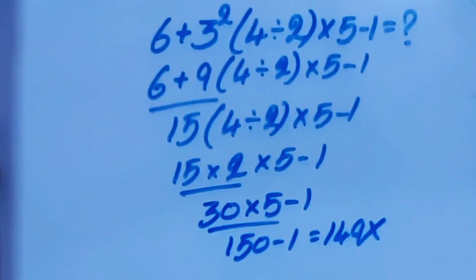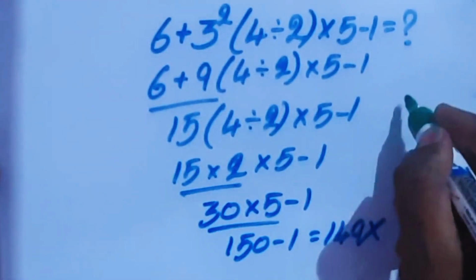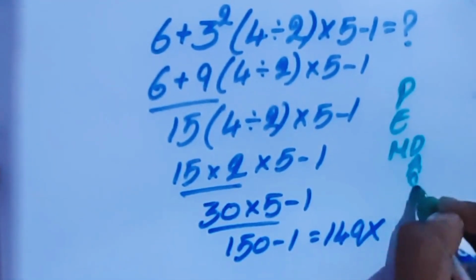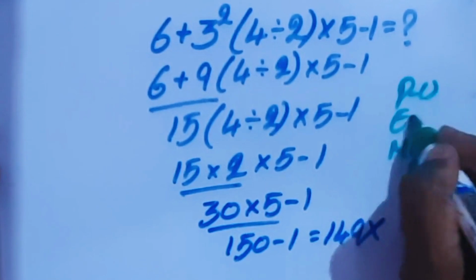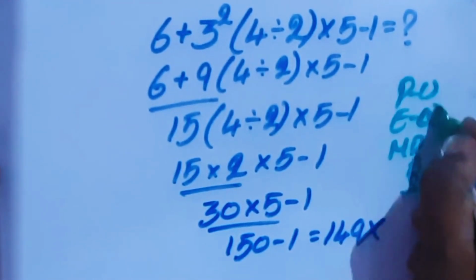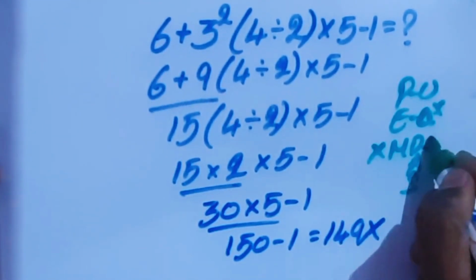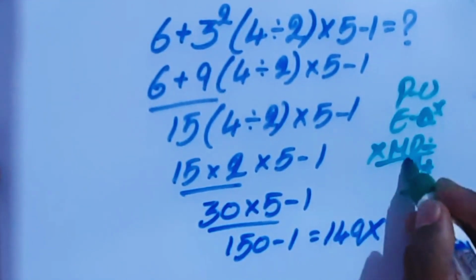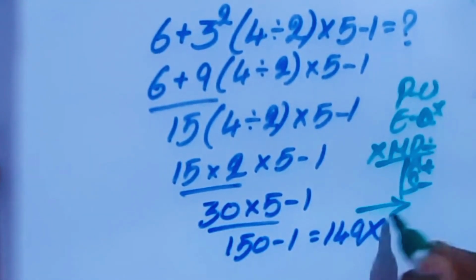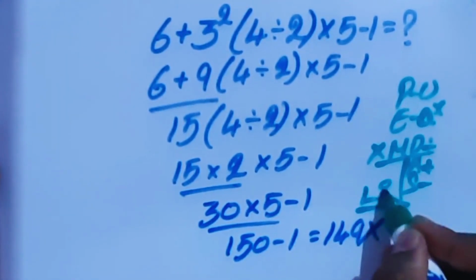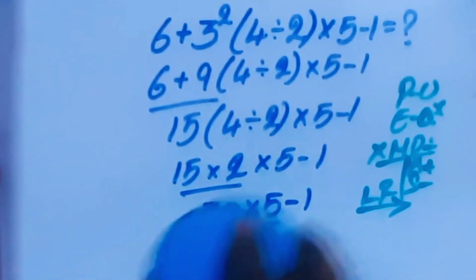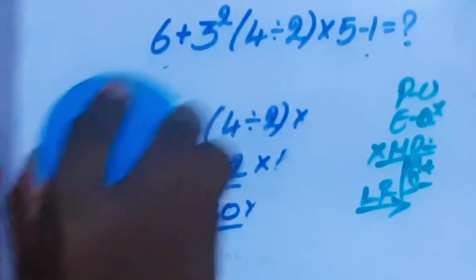As per the order of operations, this 149 is the wrong answer. Here we are going to introduce the PEMDAS rule from order of operations. This is the bracket, higher priority. This is the exponent. M stands for multiplication, D stands for division, A stands for addition, S stands for subtraction. Multiplication and division are equal priority. Also addition and subtraction are equal priority. For equal priority, we are going to introduce another rule called left to right. Now we are going to solve this problem the correct way using the order of operations PEMDAS.